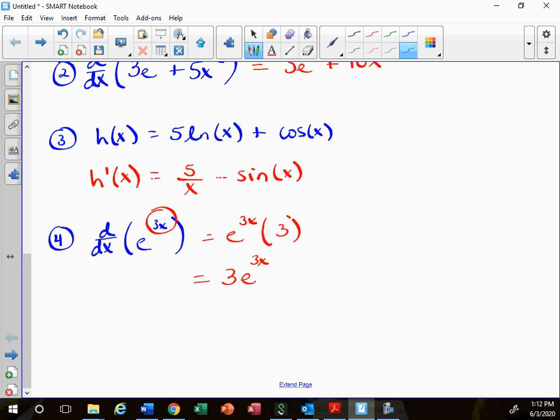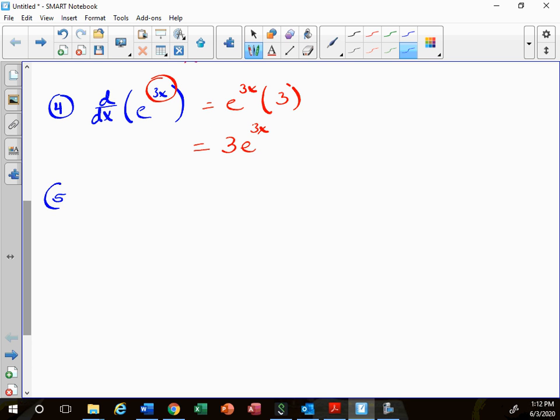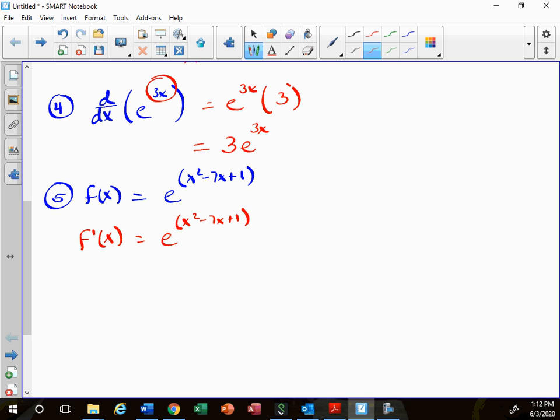We'll do just one more of those, maybe. Like, let's say it was e to the x squared minus 7x plus 1. If you're finding f prime of x, you're still going to have e to all of that, and then times 2x minus 7. Okay, so like all of that times all of that.